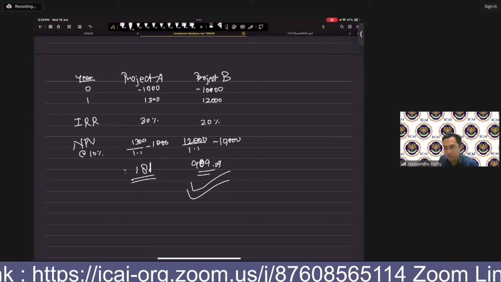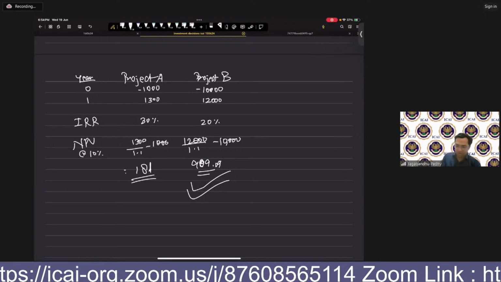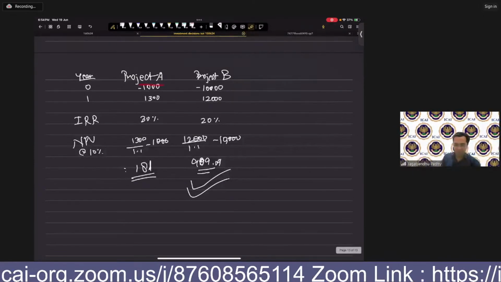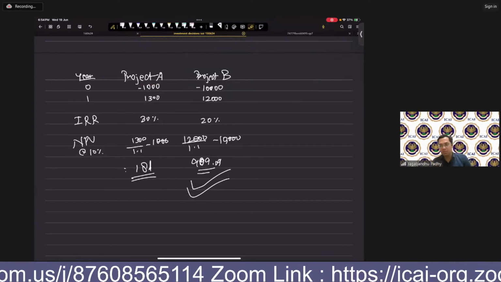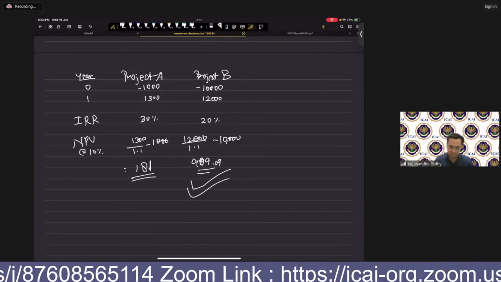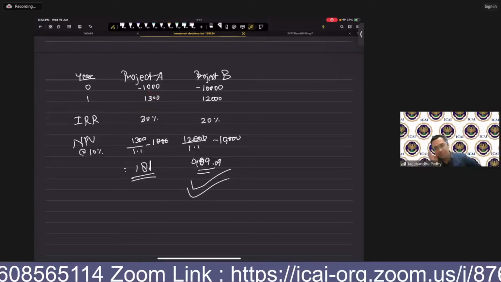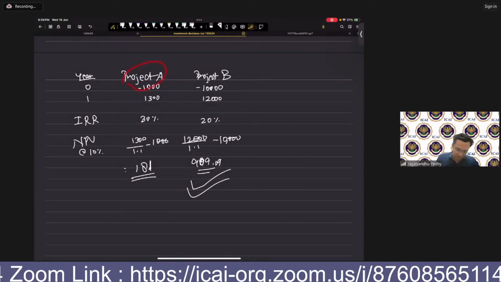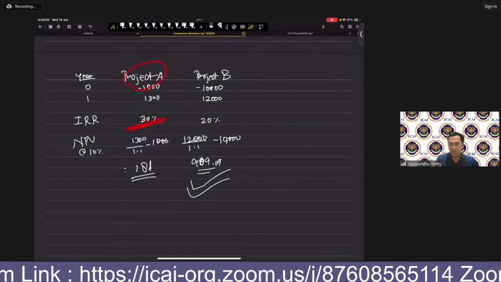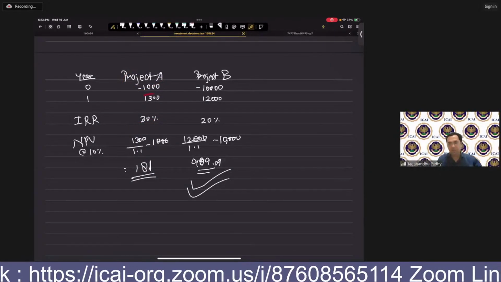Aditya is asking, what if 9,000 is added in project A? You cannot invest 9,000 in project A. Project A is a small project, wherein it requires an investment of only 1,000. Even if you invest 9,000, you will not get anything back. You will still be receiving 1,300 only. So it's a smaller project, and this project is giving you a higher IRR because of the smaller amount of investment.